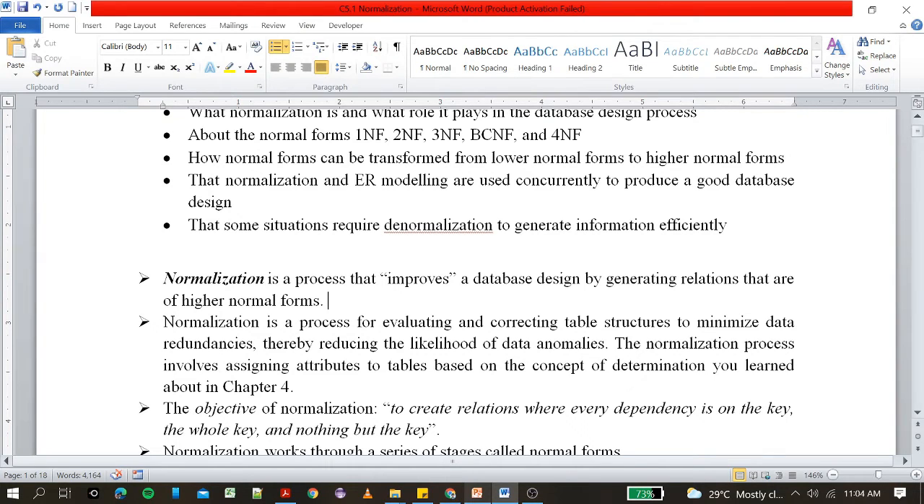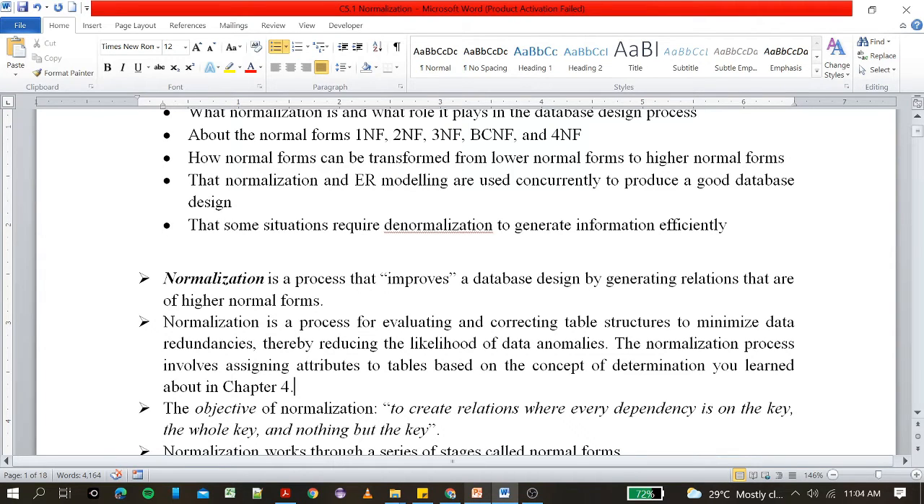Normalization is a process for evaluating and correcting data tables and correcting table structures to minimize data redundancies, thereby reducing the likelihood of data anomalies. So, based from our past discussions from the past chapters, in order to eliminate redundancy and data anomalies, this normalization process needs to be done. The normalization process involves assigning attributes to tables based on the concept of determination you learned about in chapter 4.